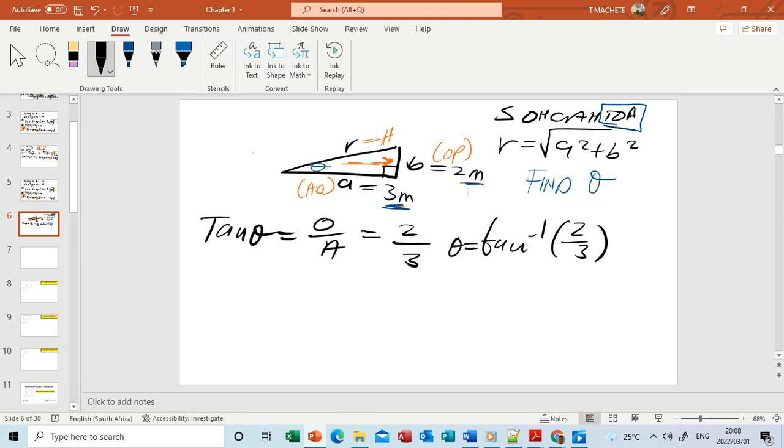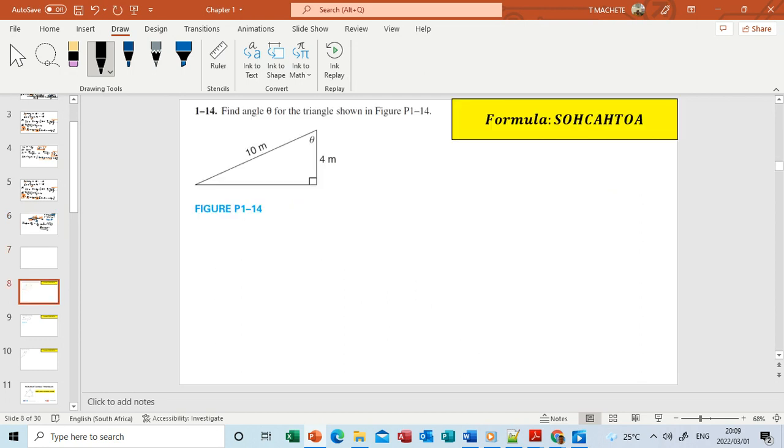That's the introduction to your right angle triangle. So that's it. Then you get your angle there. So my angle is 33.69 degrees. That's the first one. Then you'll have different ones.